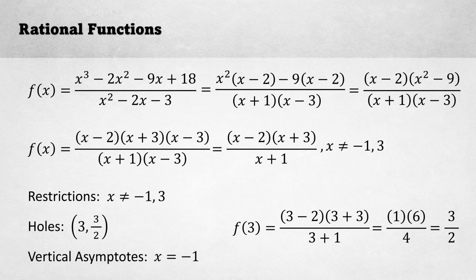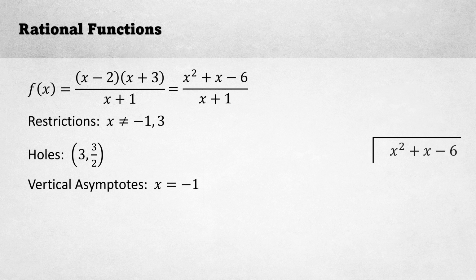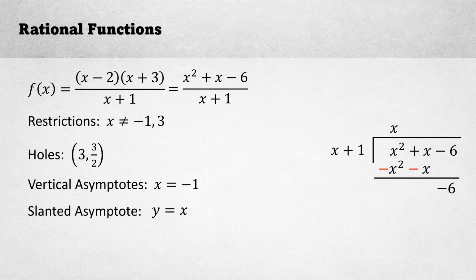To find the horizontal or slanted asymptote, we need to perform the long division. Note that we always use the simplified version. To perform the long division, both numerator and denominator need to be in expanded form. So we FOIL the numerator and then perform the long division. Recall that the quotient of the long division is the horizontal or slanted asymptote. The quotient of this long division is x. So y equals x has a slope of 1, which gives us a slanted asymptote.